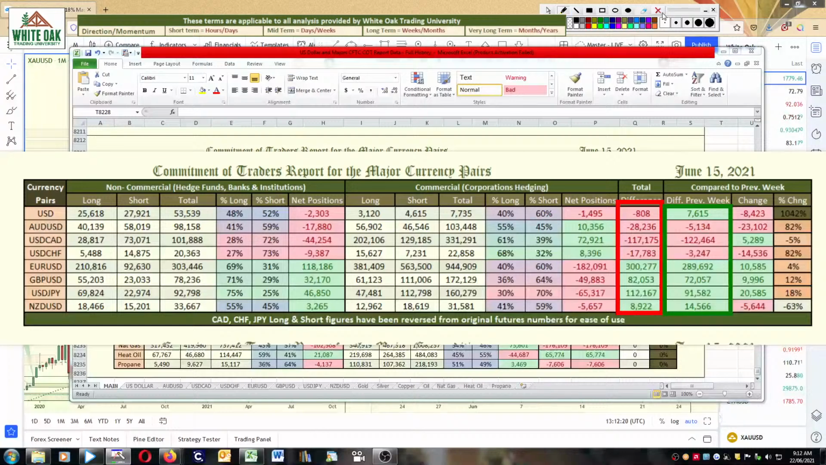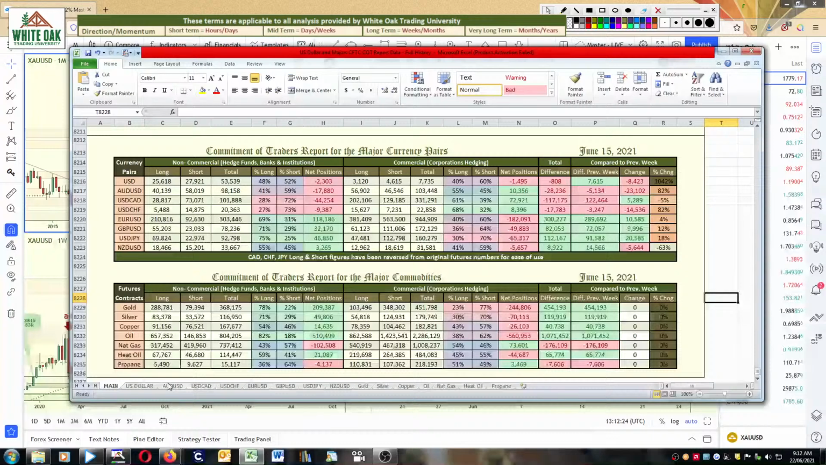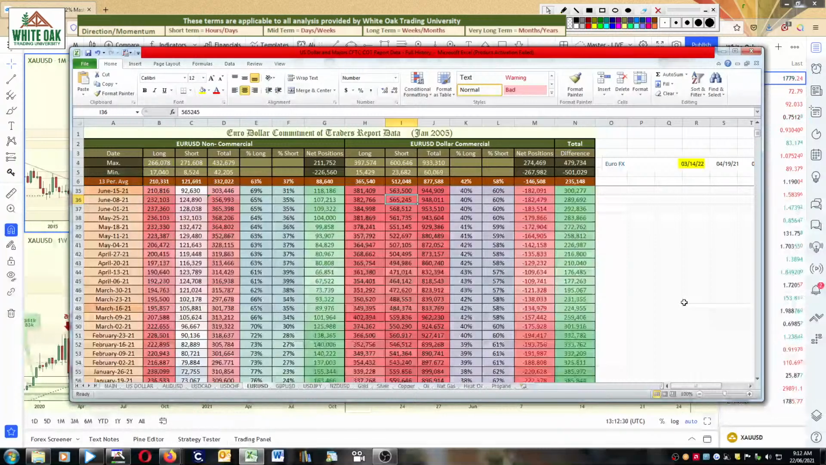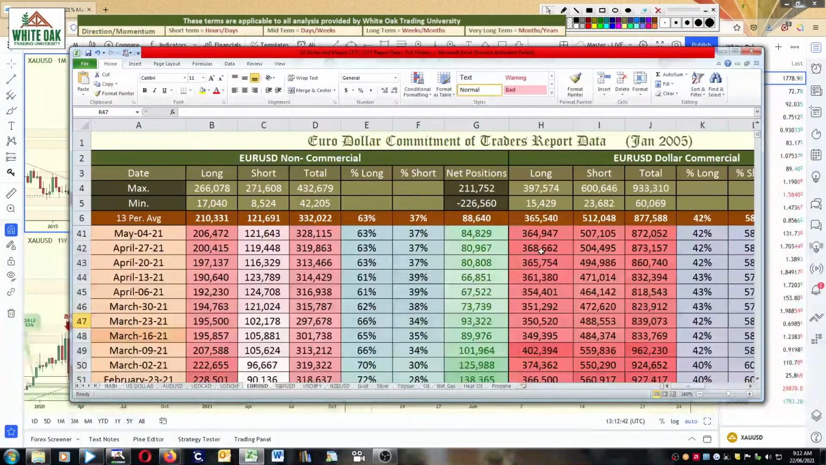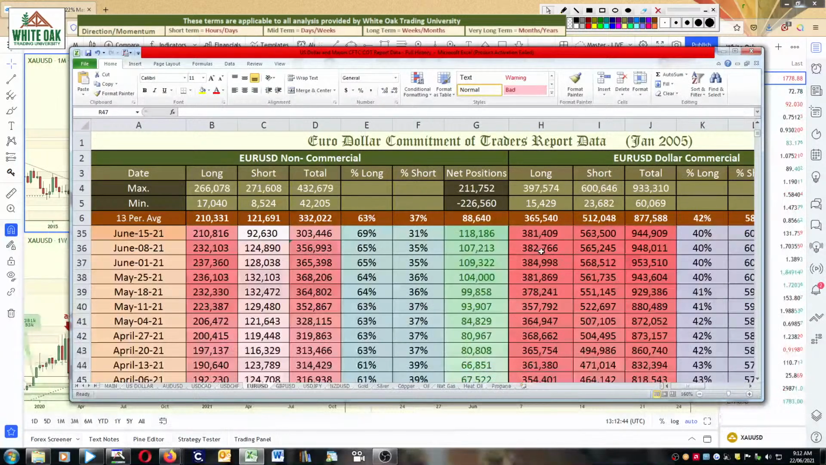And then to get more detail, we can actually go and click into each tab on the spreadsheet and take a look. So let's examine what we're seeing here, okay? Let's just zoom in. So I'm looking at the euro US dollar right now, okay? So remember, our focus here is to look at the CFTC data, taking into consideration the contracts that expired and examining what the institutions were doing with their positions.